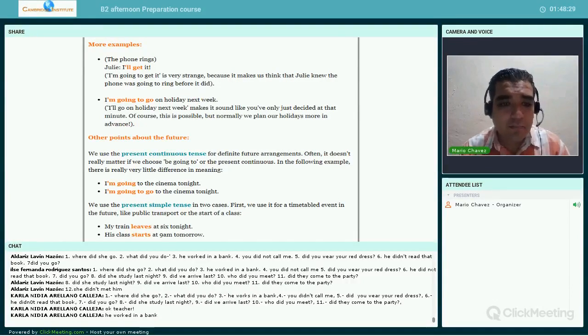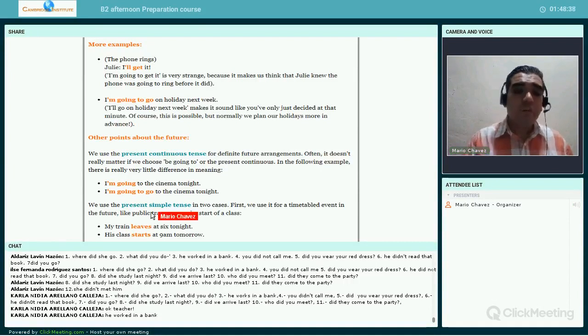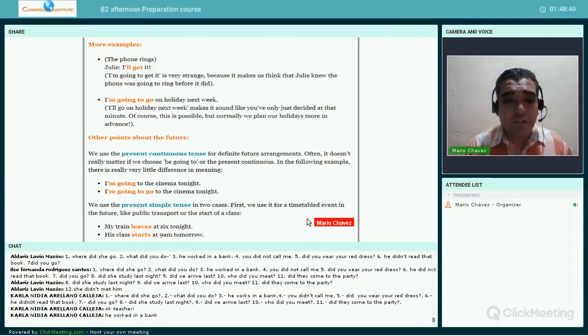Example: I'm going to the cinema tonight. I'm going to go to the cinema tonight. As I said, with go, you can use going to go or going to. We use the present simple tense in two cases.